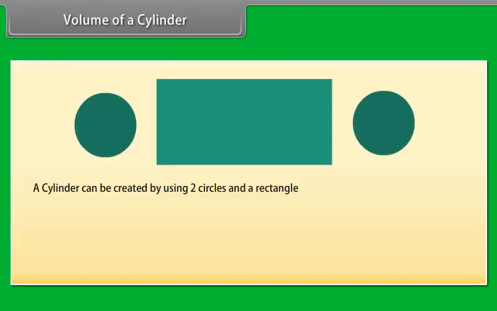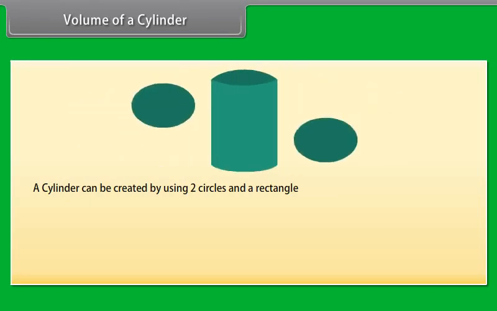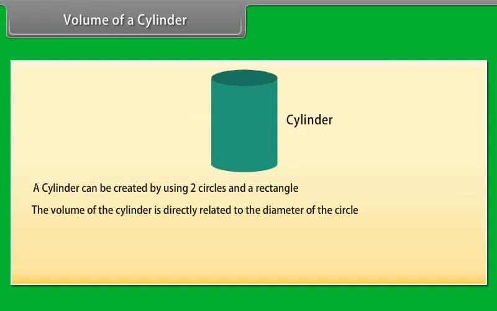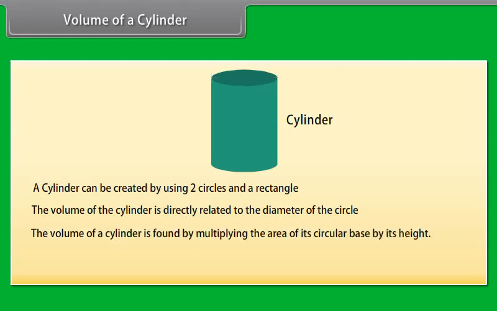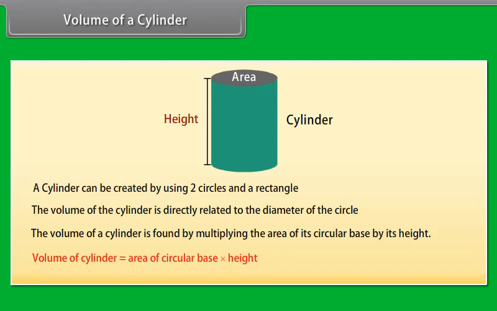Volume of a cylinder. A cylinder can be created by using two circles and a rectangle. The volume of the cylinder is directly related to the diameter of the circle. The volume of a cylinder is found by multiplying the area of its circular base by its height. That means volume of a cylinder is equal to area of circular base into height.